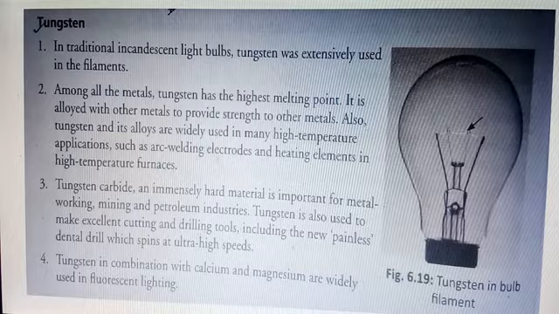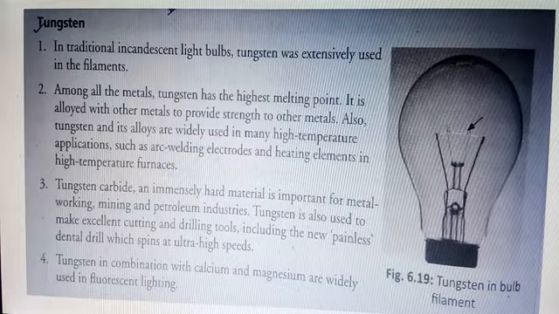It is alloyed with other metals to provide strength. Also, tungsten and its alloys are widely used in many high temperature applications. Since its melting point is very high, it can be used wherever we need high temperature, such as arc welding electrodes and heating elements in high temperature furnaces, which are made up of tungsten.